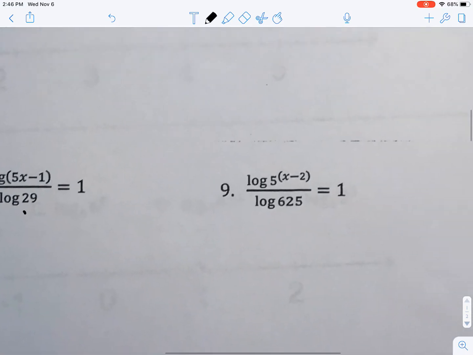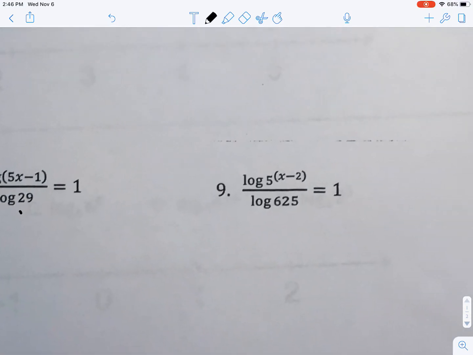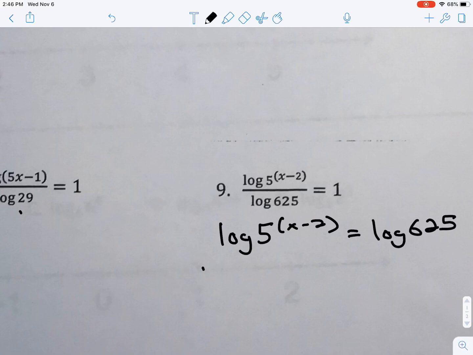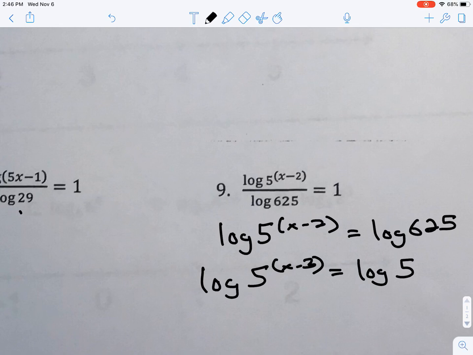Here you'd multiply by log 29. Here you would multiply by log 625. So I'd have log 5x minus 2 is equal to log 625. Then I have log 5x minus 3 is equal to log 5 to the 4th power. That's equal to this. And then I would have x minus 3 is 4. And then I would have x is 7.